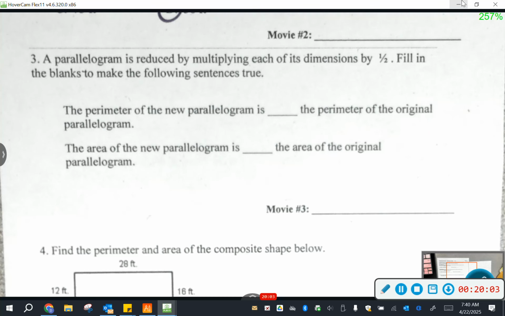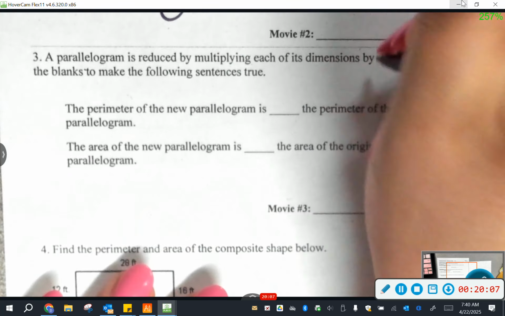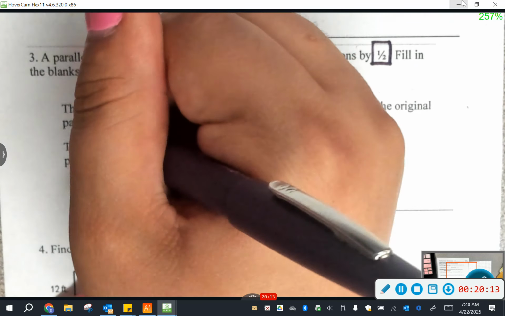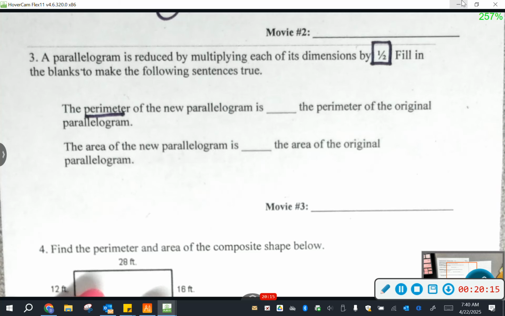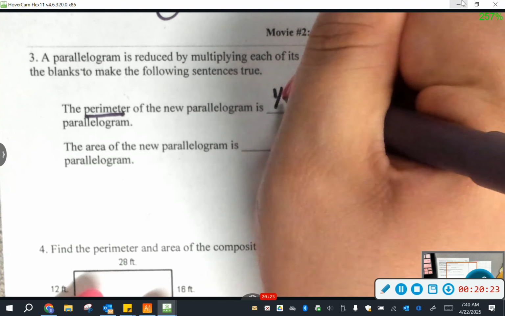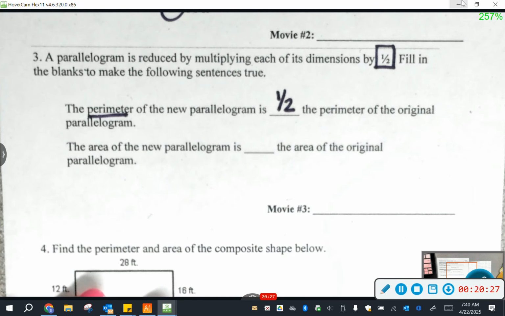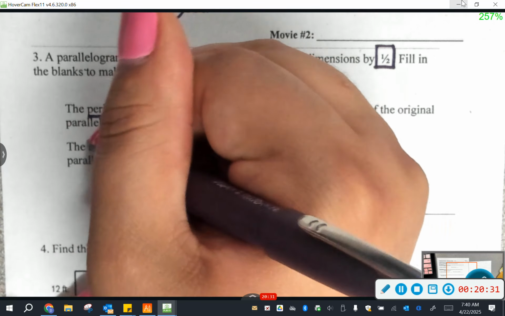A parallelogram is reduced by multiplying each dimension by 1/2. Fill in the blanks to make the sentences true. What's going to happen to the perimeter of the parallelogram? What's it going to multiply by for perimeter? 1/2. Remember, perimeter and the dimensions, it will be the same number. 1/2, 1/2, same thing. What about the area?